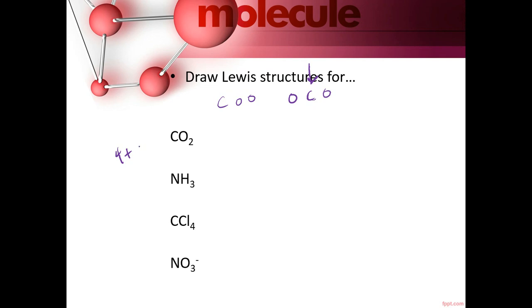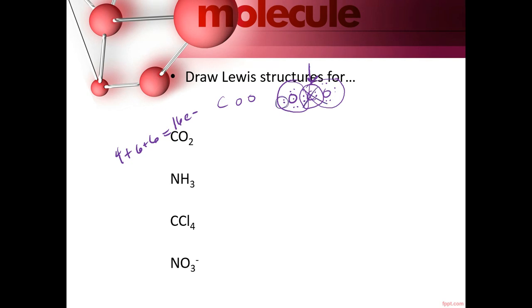Carbon has 4 valence electrons. Each one of those oxygens has 6. That makes 10, 16 total electrons. I can go 2, 4, 6, 8, 10, 12, 14, 16. Oxygen looks good. Oxygen looks good. Carbon only has 4. That's not good.